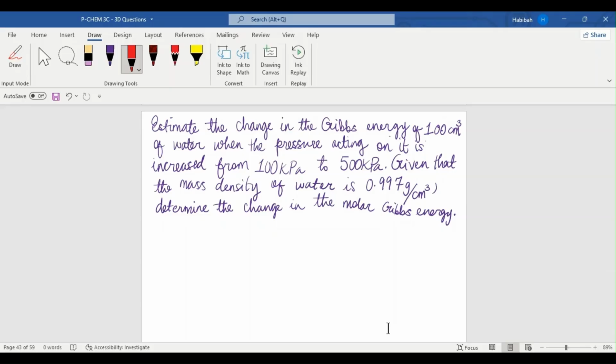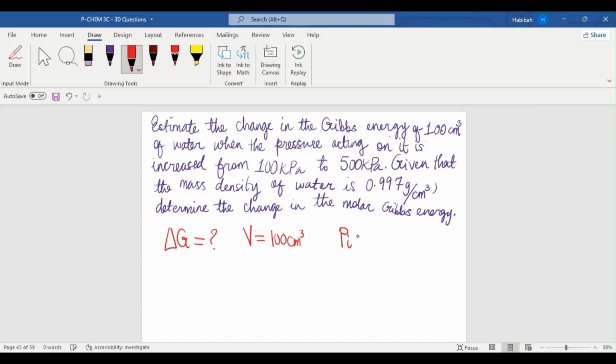Given that the mass density of water is 0.97 gram per cm cube, determine the change in molar Gibbs energy. So we're asked to estimate the change in Gibbs energy of 100 centimeter cube of water. So we're told the volume of water is 100 centimeter cube, when the pressure acting on it is increased from 100 kilopascal.